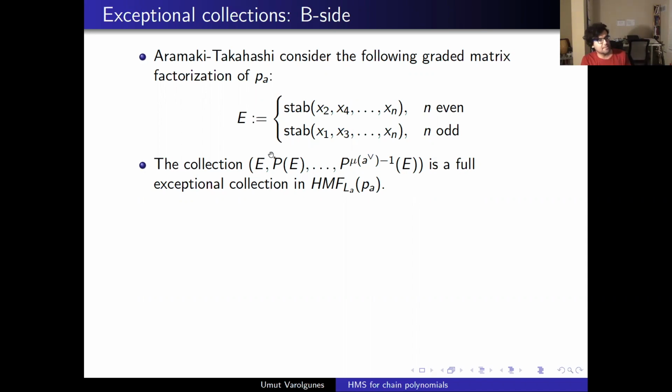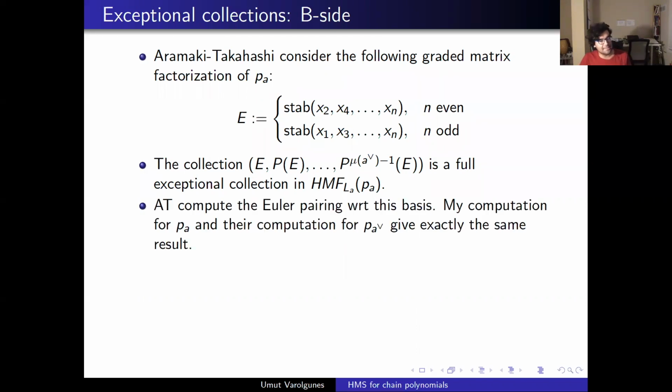And this type of collection was considered by Aramaki and Takahashi. They computed the same K0 level invariant that I computed before, and their computation and my computation give exactly the same result. They just lead to exactly the same matrices. So this suggests that there should be an equivalence taking my generator Lagrangian to E and P to P.